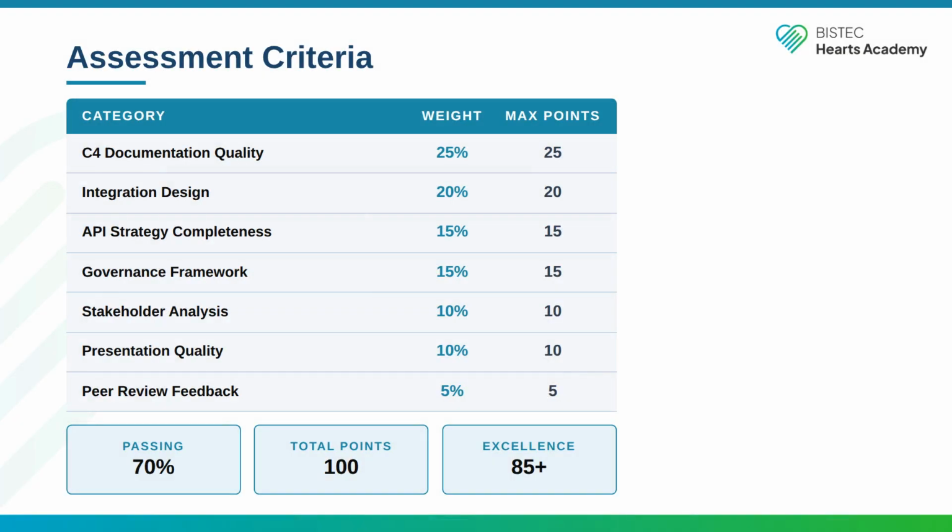Here's how the work will be scored. Notice the weighting, C4 documentation at 25%. The heaviest weight. All 3 levels are expected with correct notation and documented decisions. A level 2 diagram without a legend or without labeled communication protocols loses points.